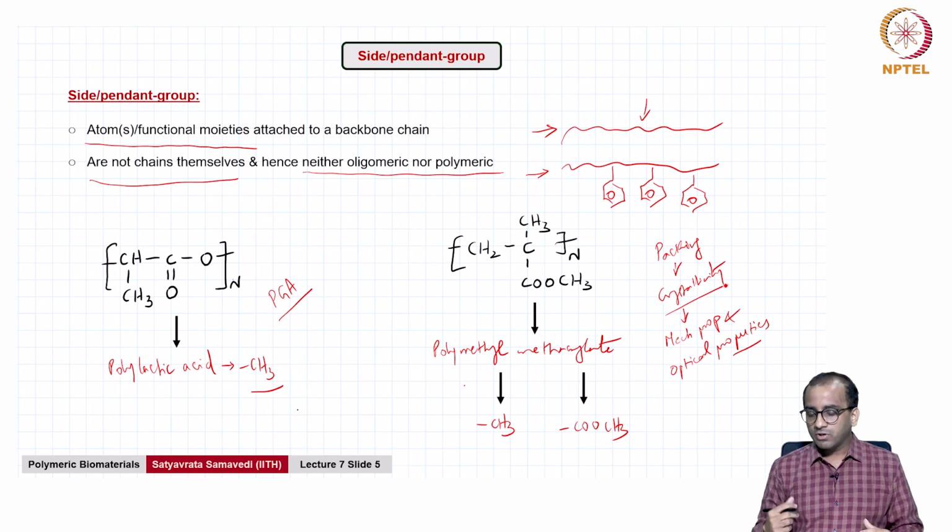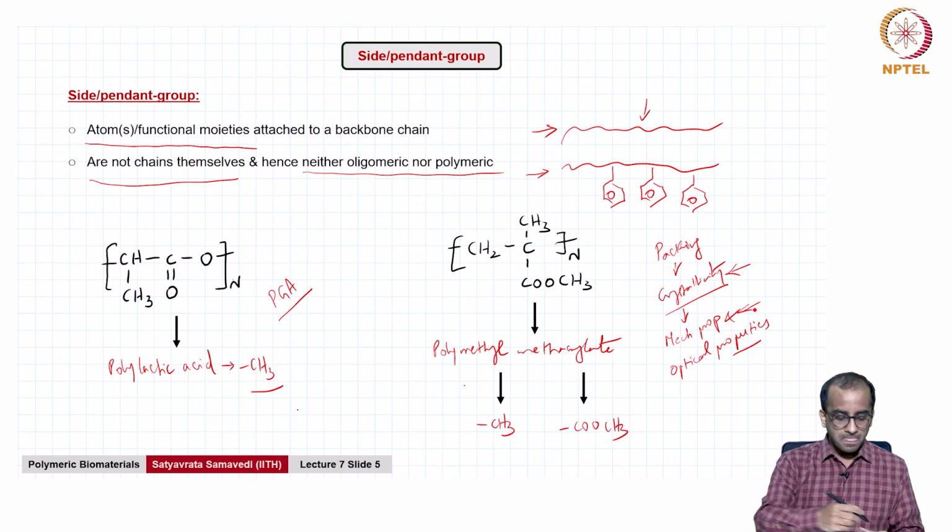The limited point I want to make here before we move to the next slide is that with the pendant group, you are looking at a chain and looking at what sticks out, but you see how large an effect it can have on things like crystallinity, mechanical and optical properties, a lot of which are bulk behavior, macroscopic behavior that you can actually measure.